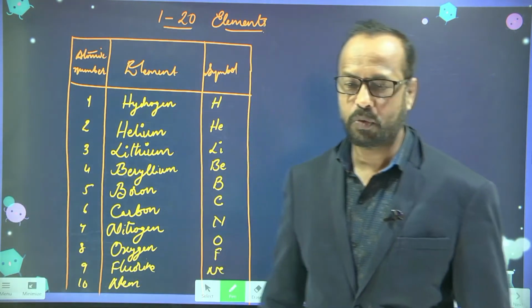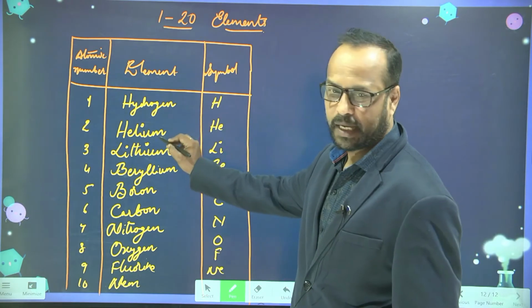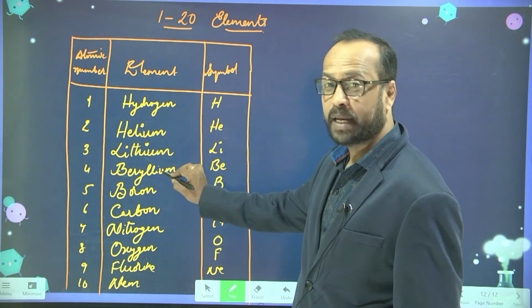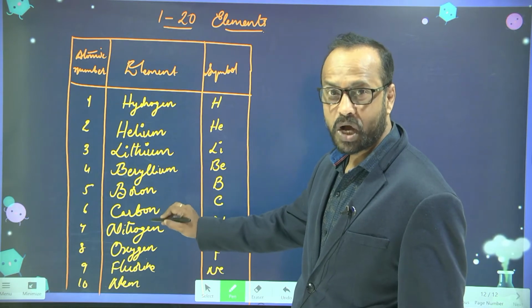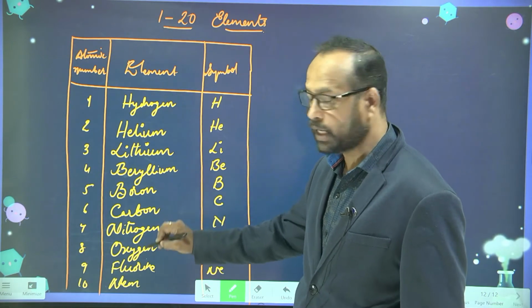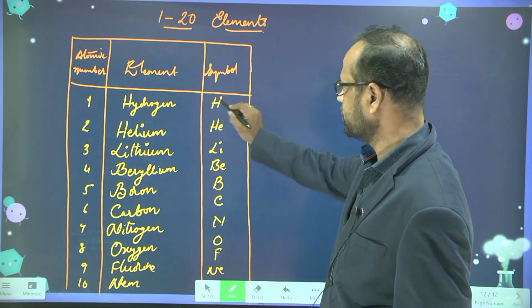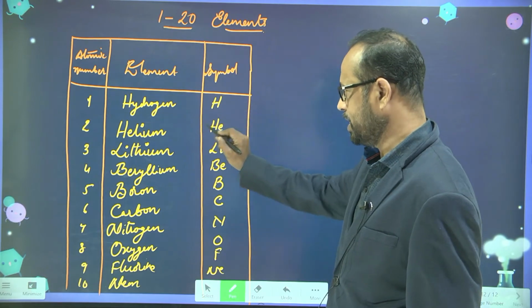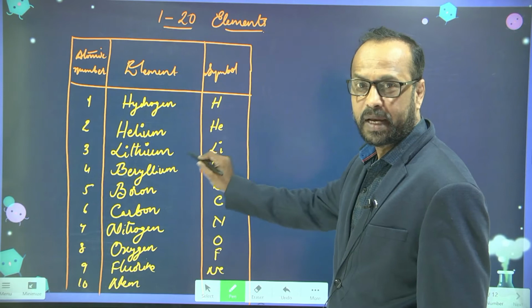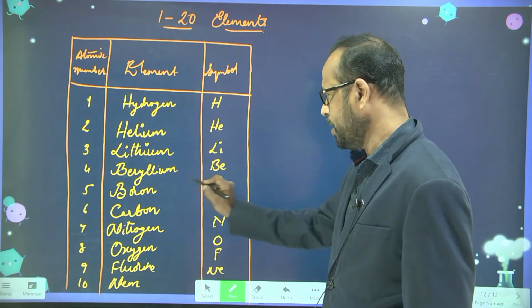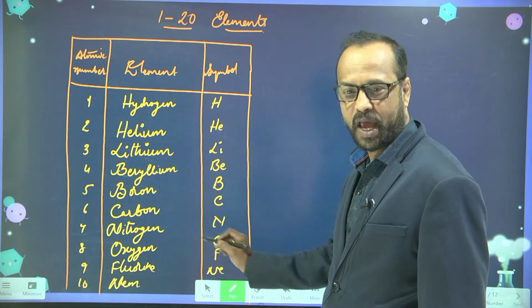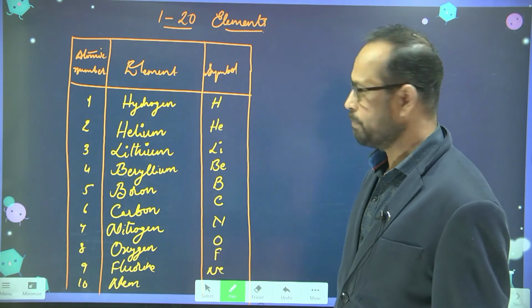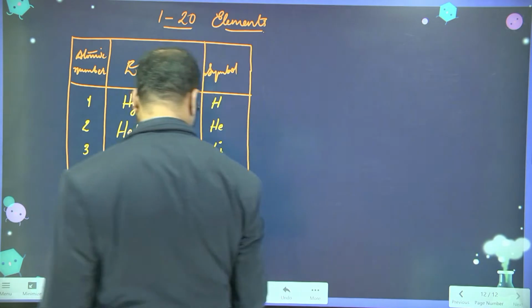So elements are what? Hydrogen, helium, lithium, beryllium, boron, carbon, nitrogen, oxygen, fluorine, neon. And the symbols: hydrogen is H, helium He, lithium Li, beryllium Be, boron B, carbon C, nitrogen N, oxygen O, fluorine F, and neon is Ne. Now 10 more elements also, alright students.